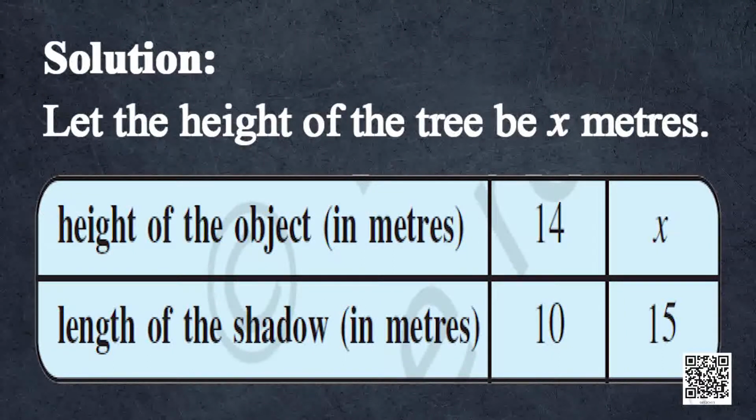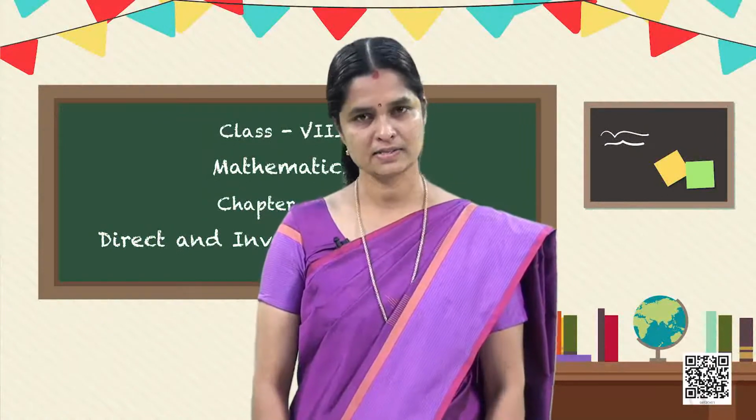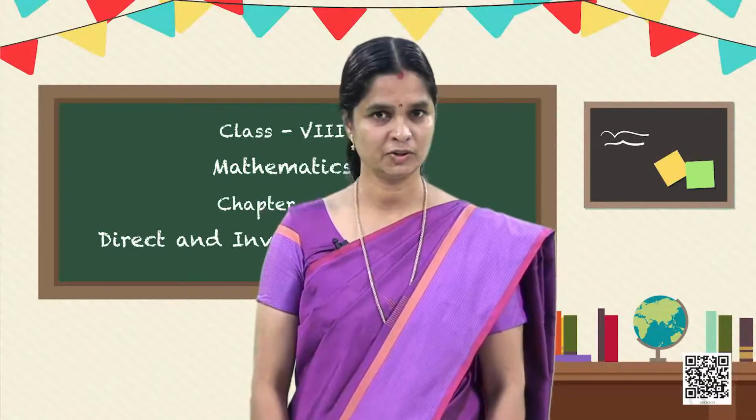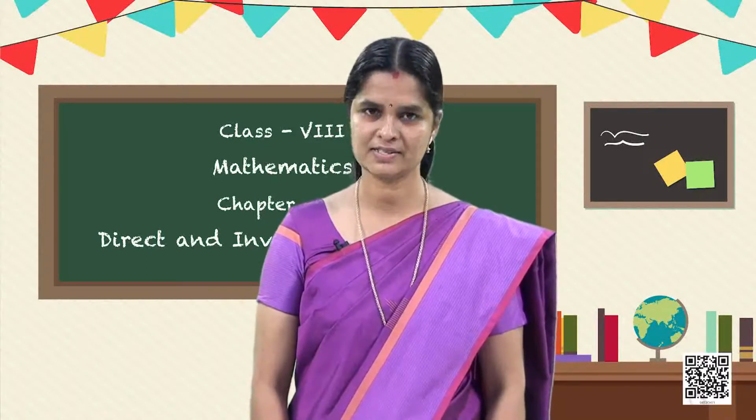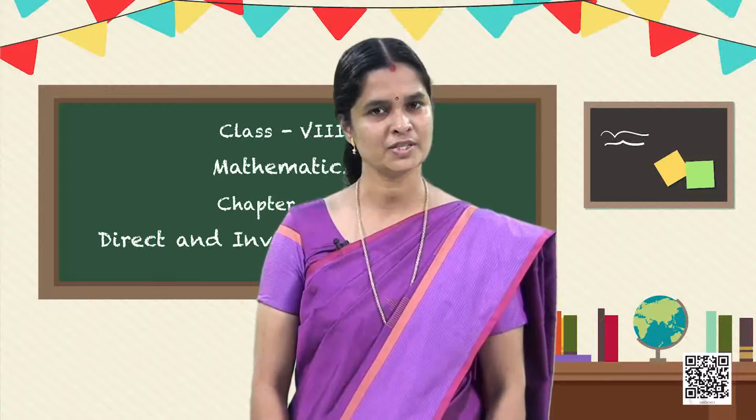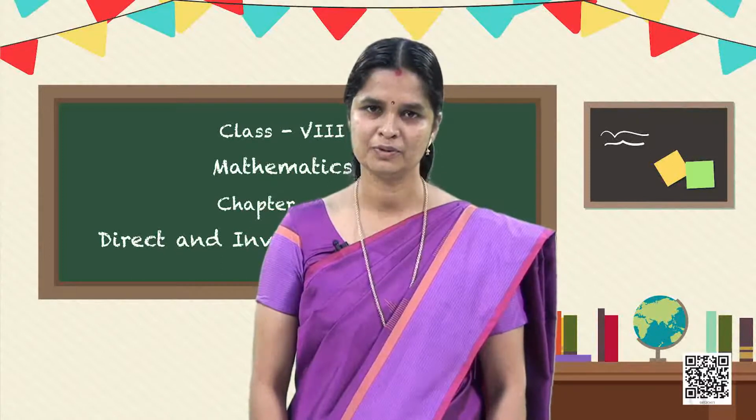Let the height of the tree be x meters. Now, the length of the shadow can be taken as y meters. We can put it in the tabular form as given here. We know that as the length of the object increases, the length of the shadow also increases if the conditions are the same. So, this is also a case of direct proportion. Let us try to solve this problem.